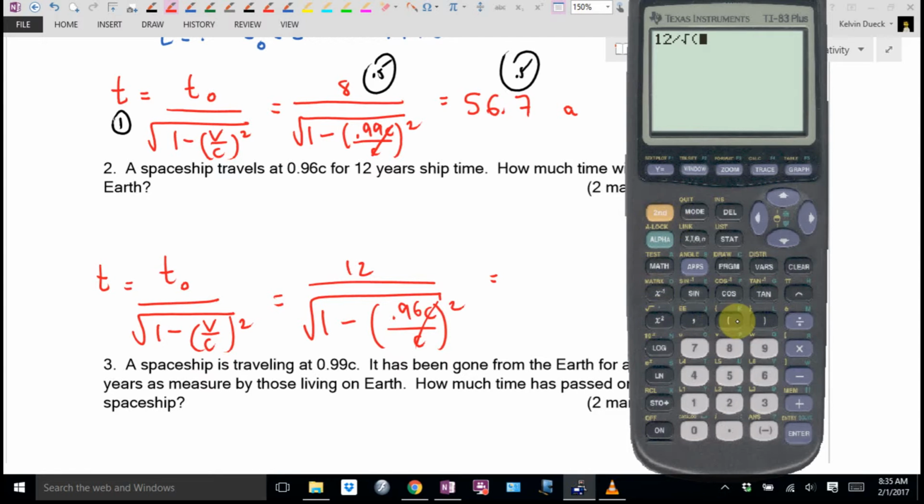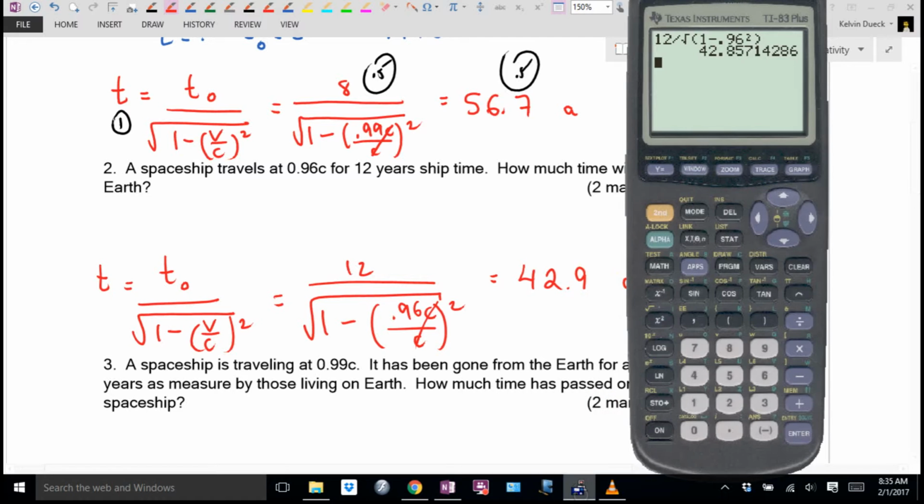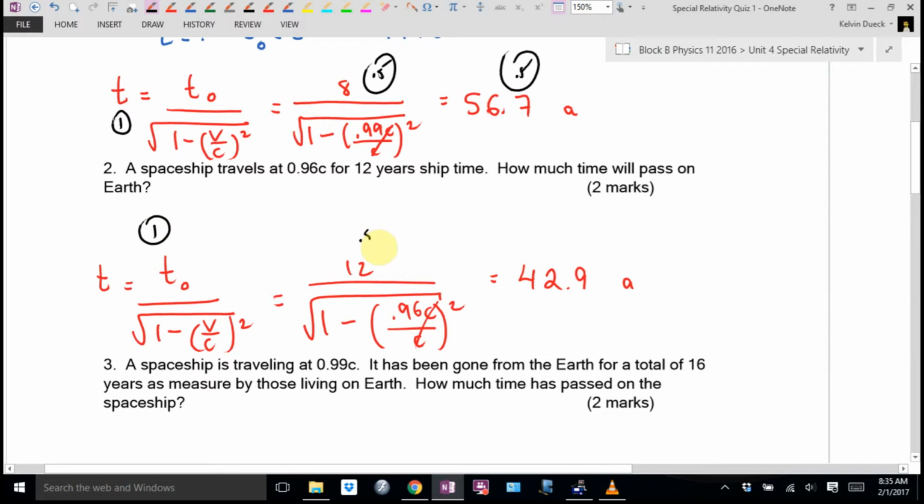Do you get 12 divided by square root bracket 1 minus 0.96 squared? Do you get 42 point, technically 9, I guess? Yeah, if I round off properly. 42.9 years. I didn't say what to round off to. If you said 43 years, I'd take that. 42.86, I'd take that. If you said 42.8, I'd frown and I'd take a half mark off. 1 mark, half mark, half mark.